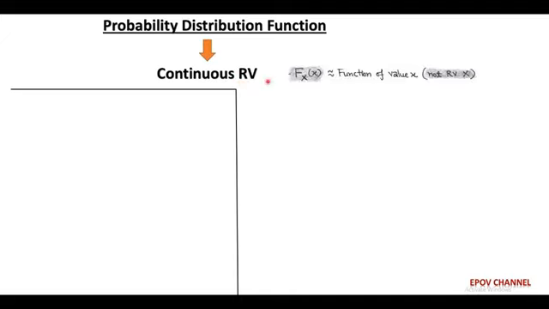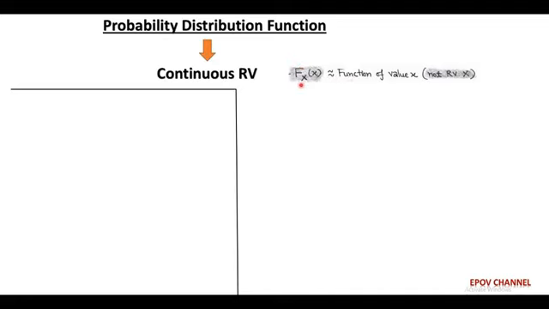The next probability function is the probability distribution function. The probability distribution function is used to represent a continuous random variable mathematically. For a continuous random variable X, the probability distribution function is written as F of small x, which means the function is of a real value x, not a function of the random variable X. This is to be noted for the probability distribution function.